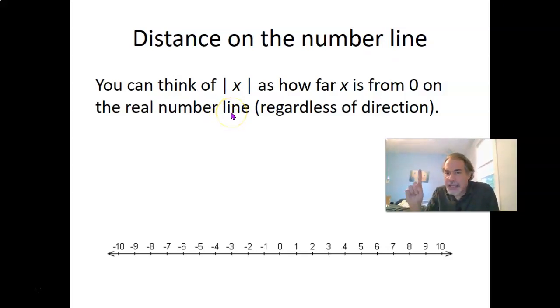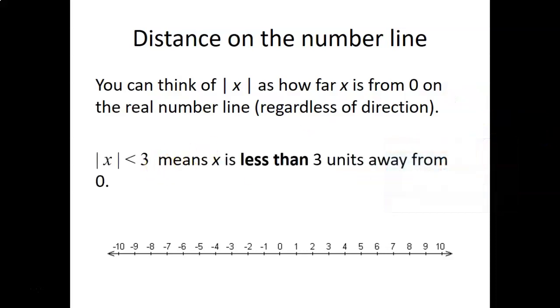I mentioned in the last section, when we were talking about absolute value equations, that you can think of the absolute value of a number as representing how far that number is from zero on the number line. So if the absolute value of a number is 3, that means that number is 3 units away from 0. If the absolute value of a number is less than 3, that means that number is less than 3 units away from 0. So where could you be if you're less than 3 units away from 0? You're closer to 0 than 3 units.